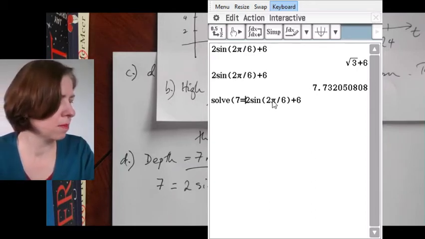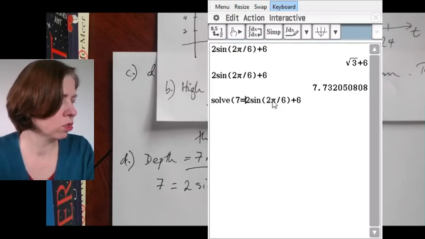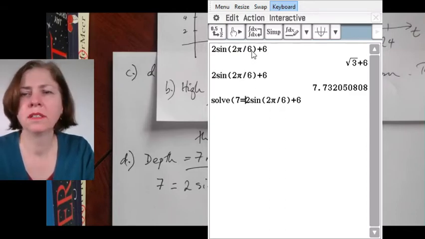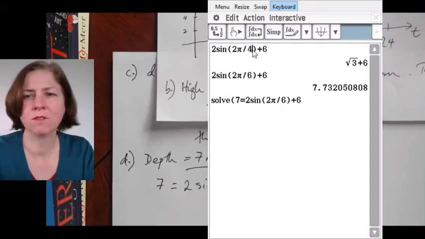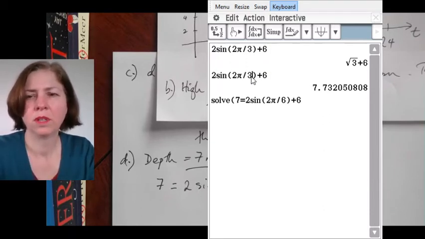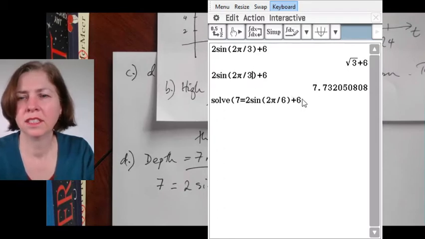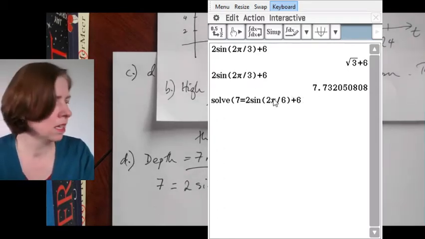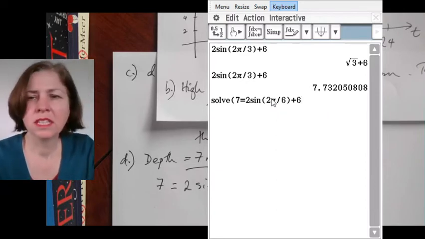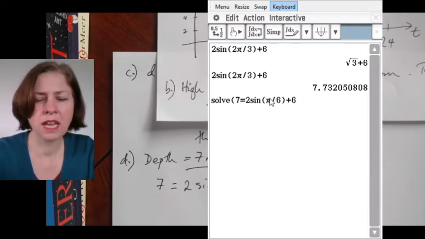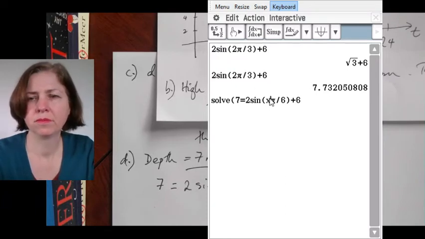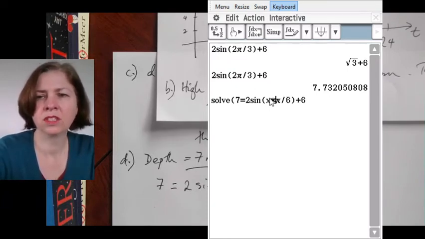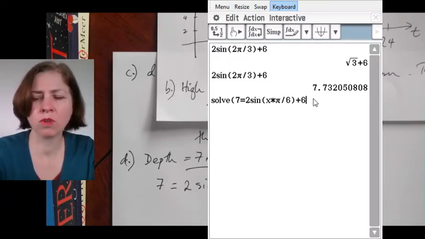I made a mistake before. It's not 2 pi on 6, it's 2 pi on 3. Okay, let's fix our answer to the last one. 2 pi on 3. We'll go back and fix that in a sec. In the meantime, this is going to be pi on 6 times x. And I'll put in a little times there just because I'm not sure if my CAS will cope with it, and I'm solving for x.